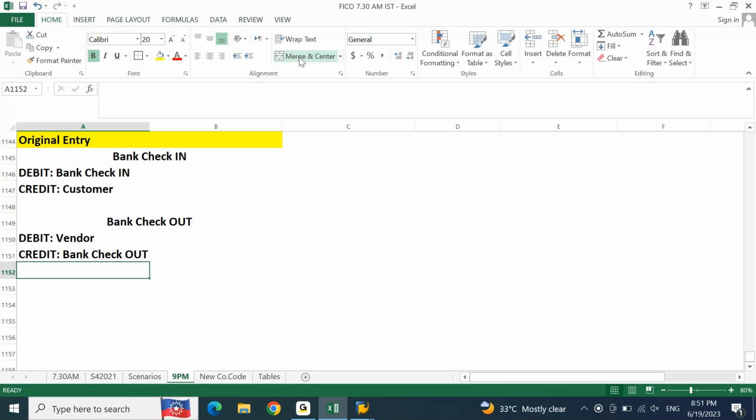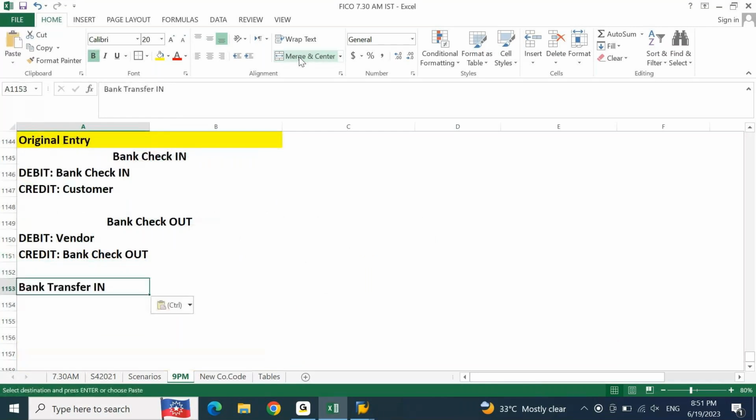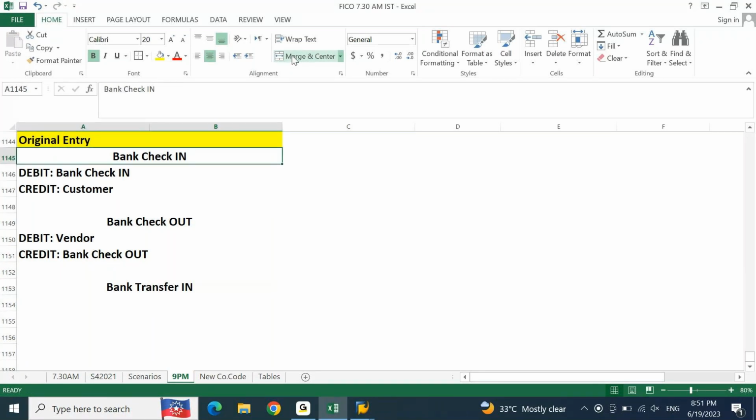Now, third one we have written is bank transfer incoming. This bank transfer incoming is also the same as your check incoming. If you understand check incoming, it is the same logic. The form of payment is different. One side you are receiving the payment using check, so you are debiting check account. On the other side you are receiving the payment using transfer, you will be debiting transfer account. Apart from this, there is no change. It's only the mode of payment. According to the mode of payment, you will have the respective GL account. If it is a check payment, check GL account. If it is a transfer payment, transfer GL account.